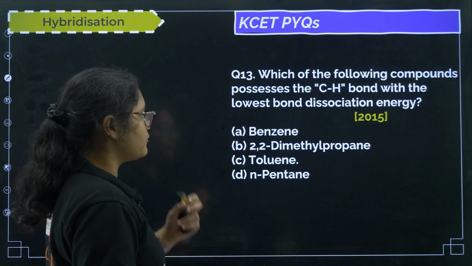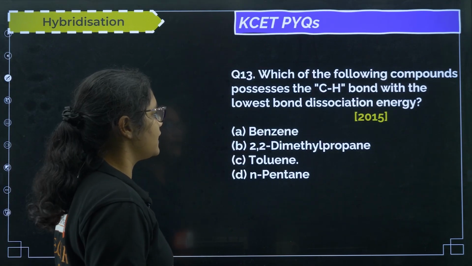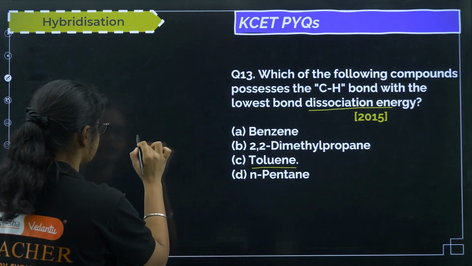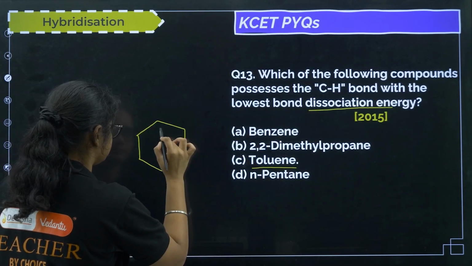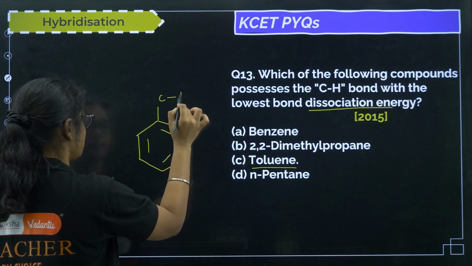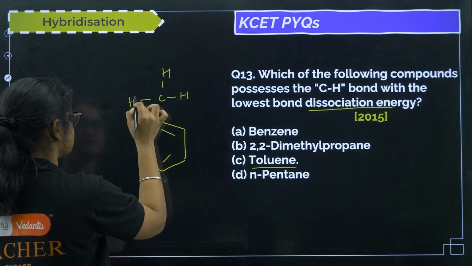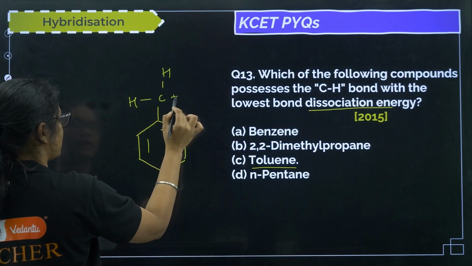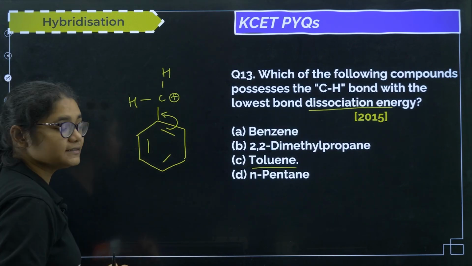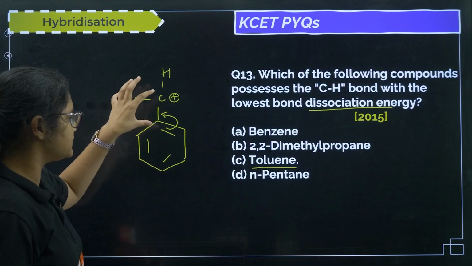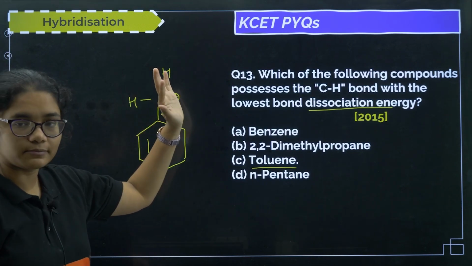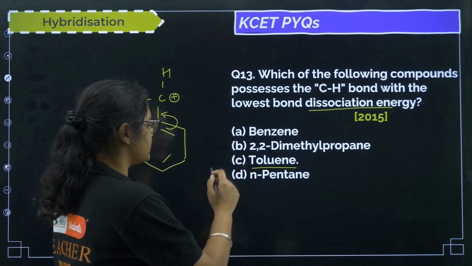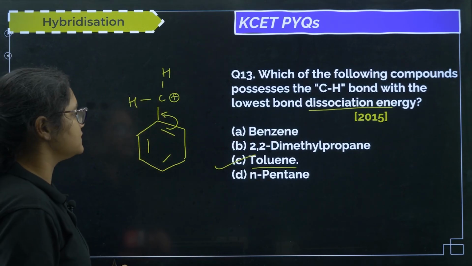Next, which of the following compounds possess the CH bond which has the lowest bond dissociation energy? So if I see toluene, this is the structure of toluene. Now suppose this CH bond is broken, so what will I get? I will get a carbocation here, and this carbocation is resonance stabilized, right? Because of this resonance stabilization, this bond can break easily, because once the carbocation forms, it is also stabilized. So that is why option number C is the correct answer here.